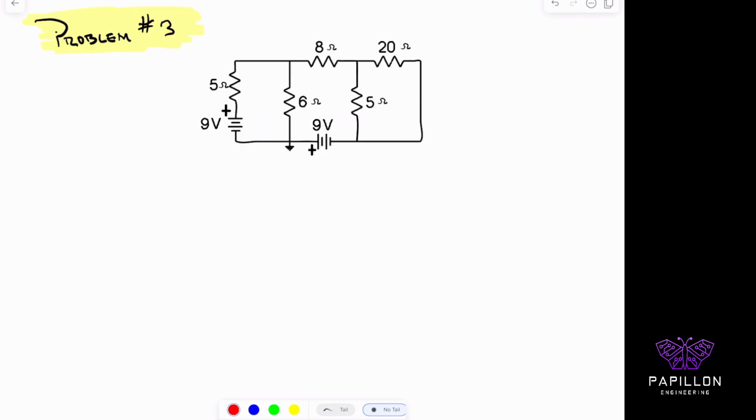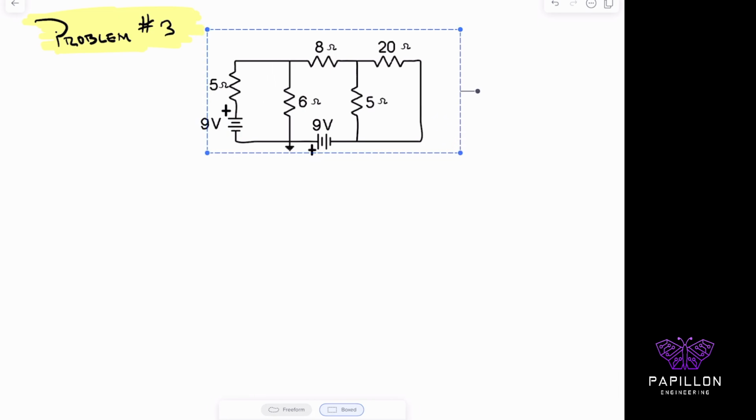Okay, so now problem 3 is a little intriguing. If you look at this problem at first glance, you might say, you know what? This is going to be a 3-mesh or 3-loop equation. And technically, yes, you're correct. You can do that, right? So let's just show you what I mean by that.